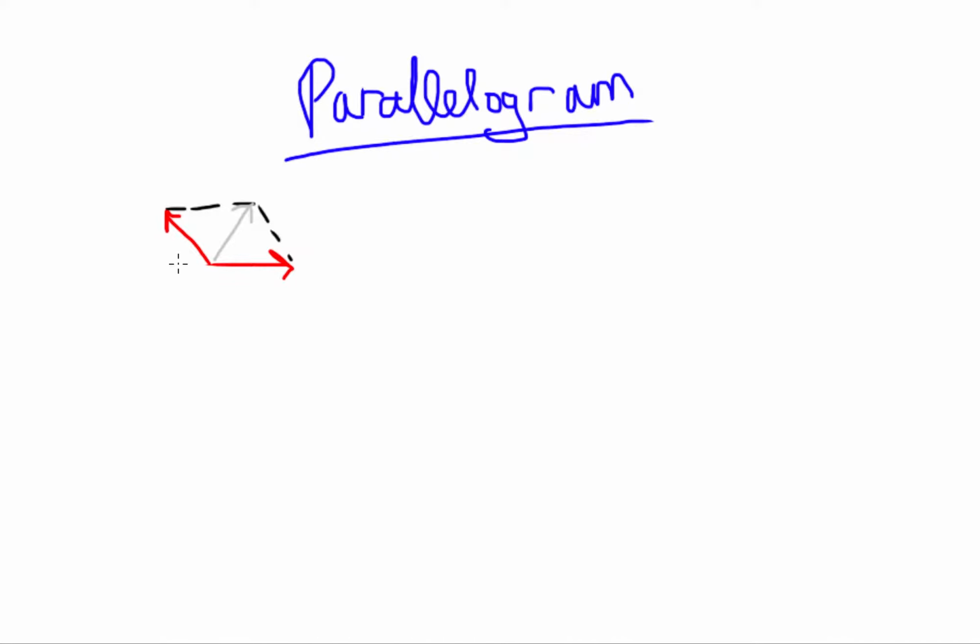Basically we have two vectors here, and the keynote part of the parallelogram method is that the two vectors' tails meet. They're connected. And then the resulting vector is this projection up here. So let's just work through an example so it makes a bit more sense.